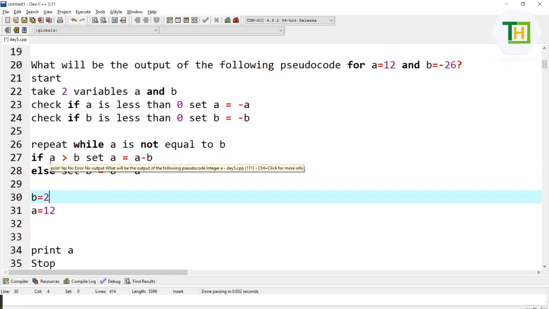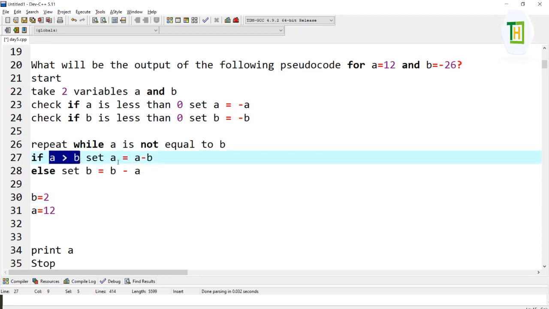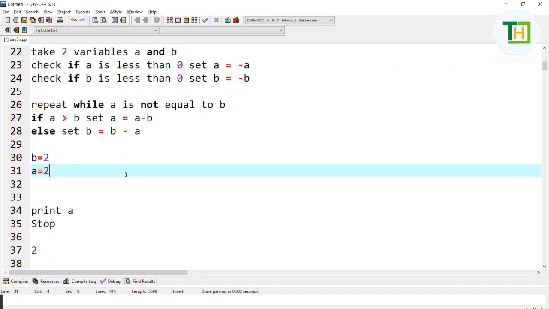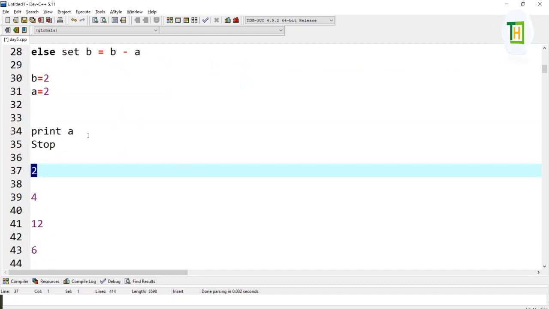Then again, it is repeating. Is A greater than B? Yes. Then A is equal to A minus B. Then it becomes 10, then 8, then 6, then 4, then 2. Then it is coming out, and the A answer is going to be 2 here. It is going to stop at this position. Is it clear, everyone?